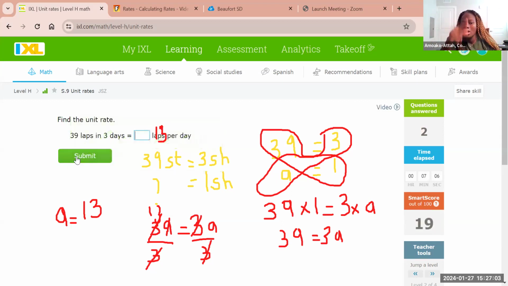That is wonderful. All right, so I'm giving you this one to also try your hands on. It's basically the same thing; you go through the same procedure. 39 laps in 3 days. Then how many laps in 1 day, or per day? Okay, good. So now try your hands on this and keep practicing. If you have IXL, Kahoot, any math games, or you can get some worksheets, try your hands on them. Practice, I always say, makes perfect. Good practice makes perfect. You don't practice wrongly and expect to be perfect in it.